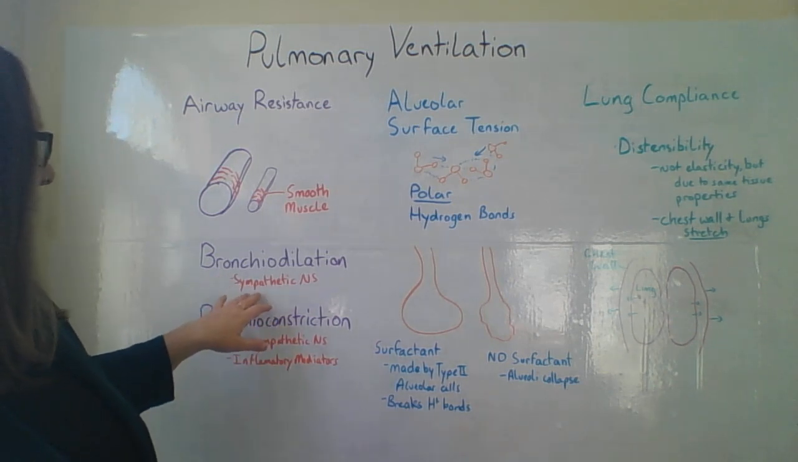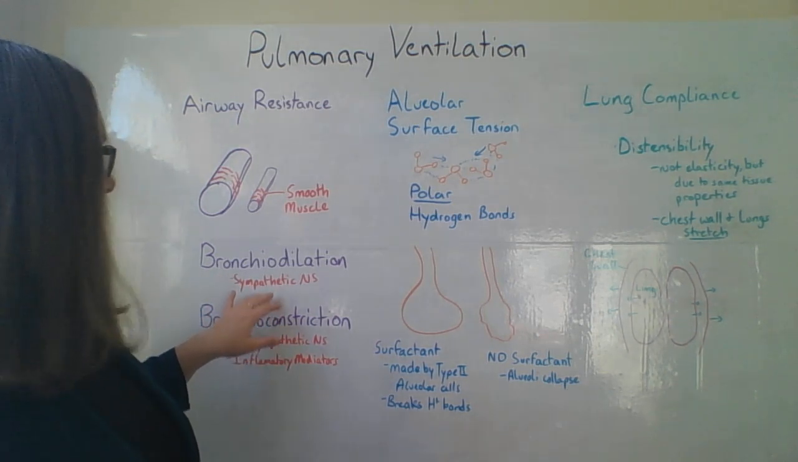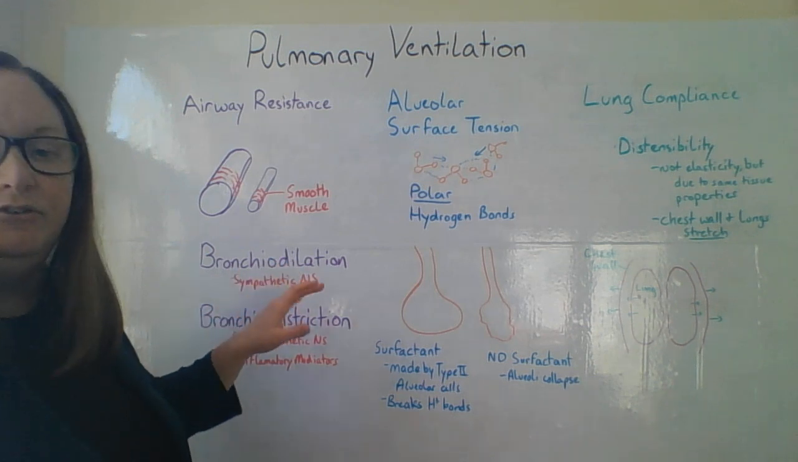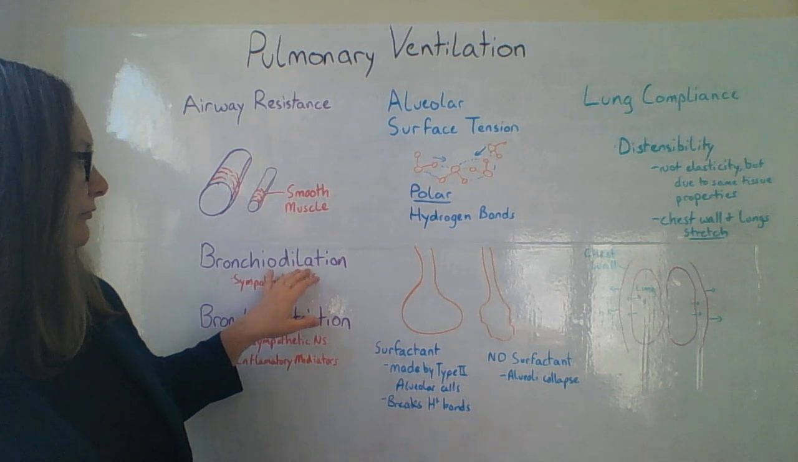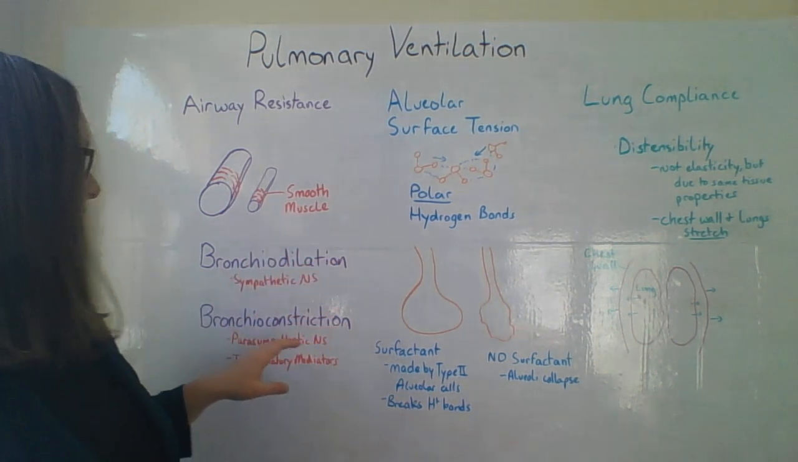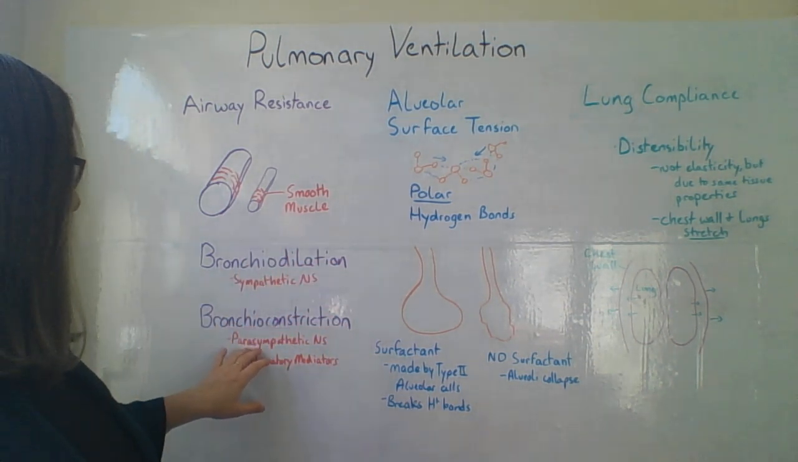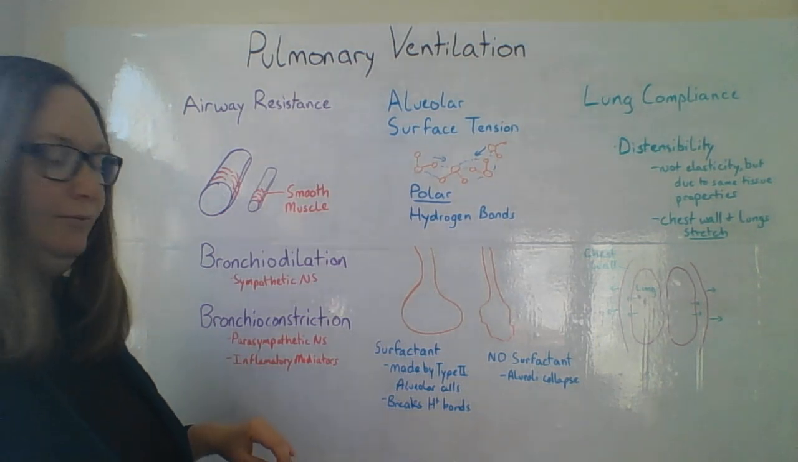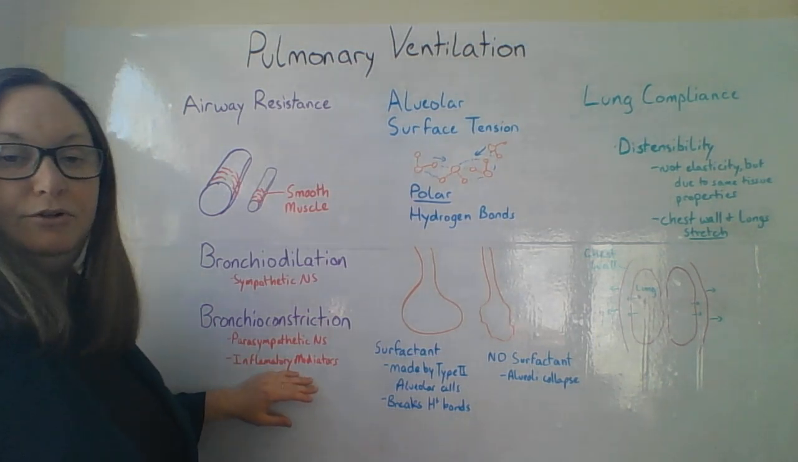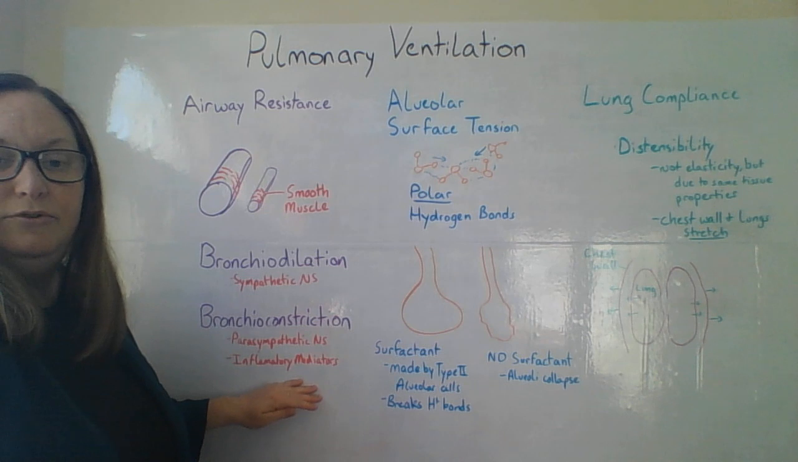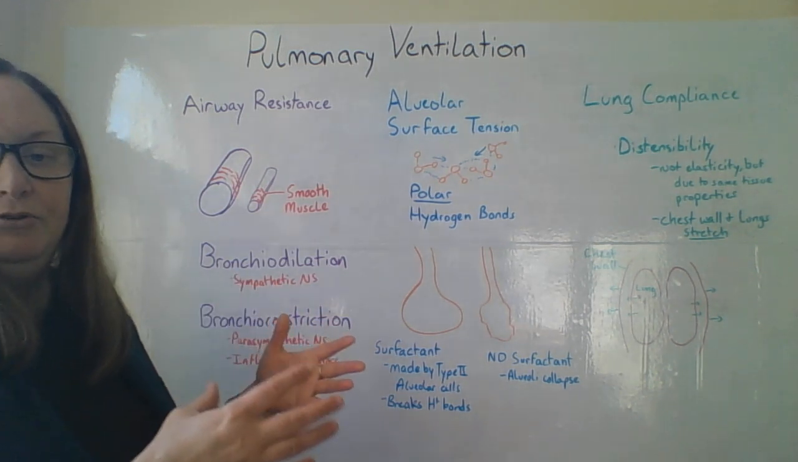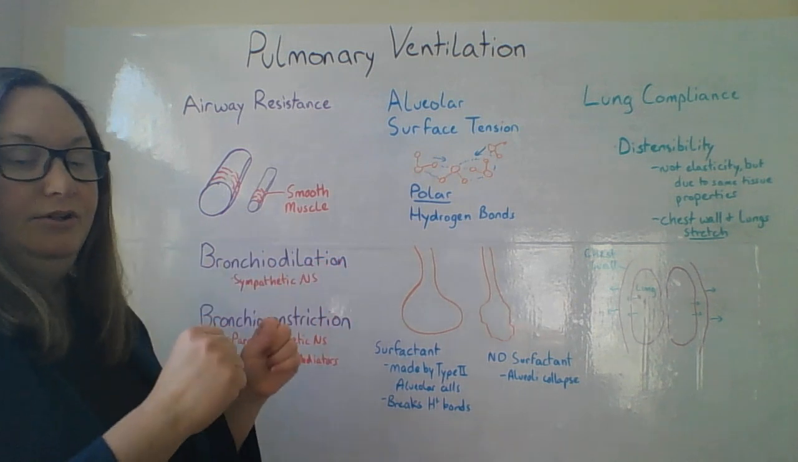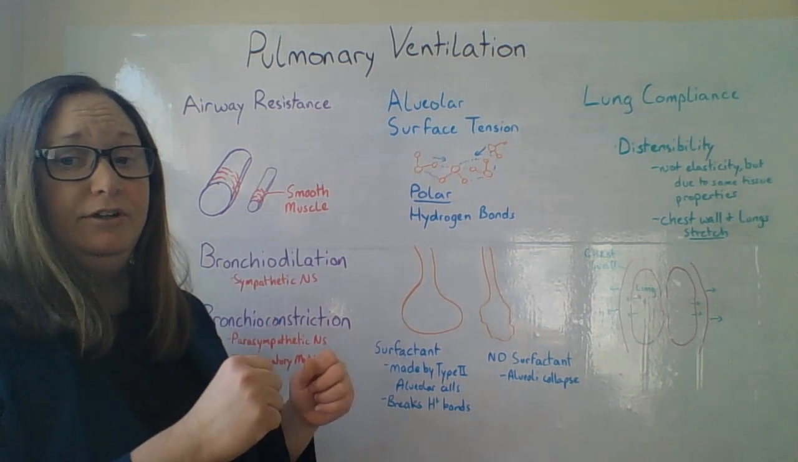So sympathetic nervous system here is going to cause bronchodilation to get more oxygen to your body. Bronchoconstriction will happen from parasympathetic nervous system or inflammatory mediators, which is important to remember. If you have an inflammatory reaction, you can have bronchoconstriction, and that's not necessarily a good thing.